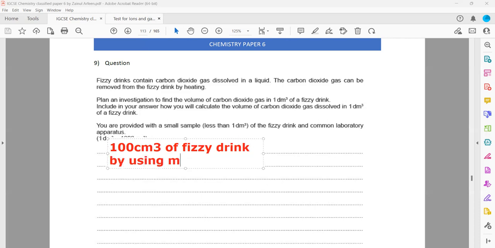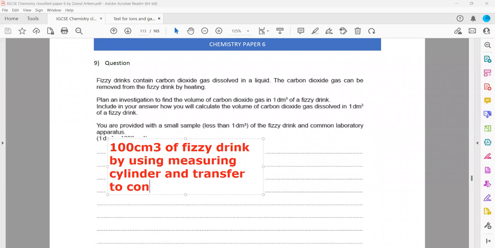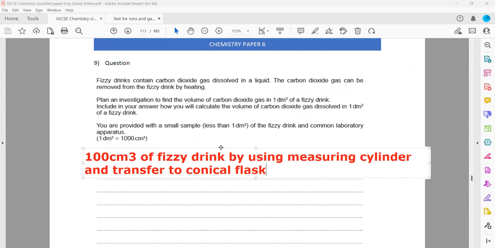By using a measuring cylinder, always mention the apparatus which you are using, and we will transfer that into a conical flask. So we took 100 cm cube of a fizzy drink, and then we transferred that into a conical flask. Why is a burette not correct here? Because a burette can measure a maximum of 50 cm cube. So if we are using a burette, then we have to refill the burette. That will be a drawback. That won't increase the accuracy of the experiment if you have to refill the burette twice.